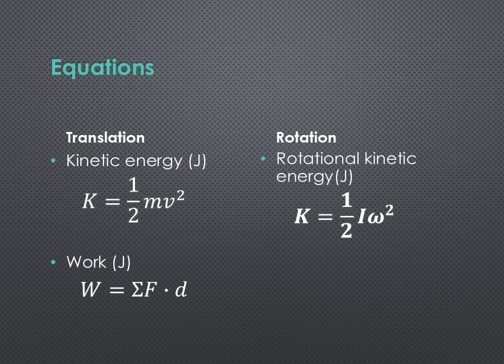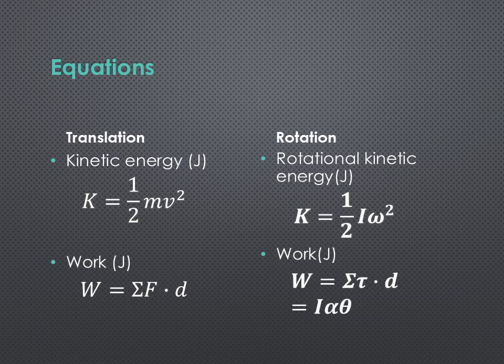Okay. In rotation, it's rotational kinetic energy, also still in joules. Energy is energy is energy. It doesn't matter what form it's in, we still measure it in joules. Okay. But here it's K equals 1/2 I omega squared. Remember, I is our rotational equivalent of mass, and omega is our rotational equivalent of velocity.